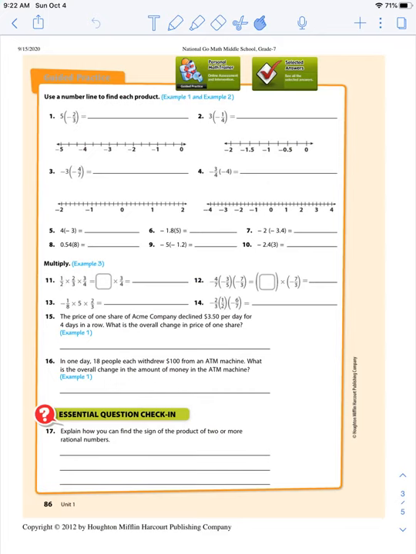All right, your homework today is going to be to do problems 1 through 15 odd. Remember, the odd problems are every other, numbers not divisible by 2, so 1, 3, 5, 7, 9, 11, 13, and 15. Good luck. Email me if you have any questions.